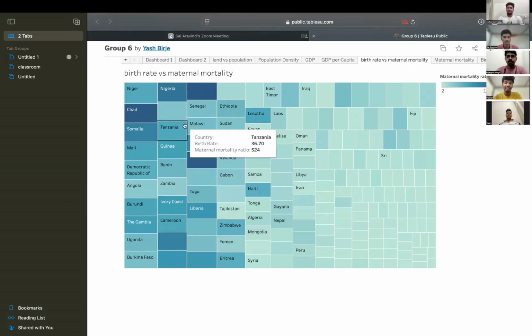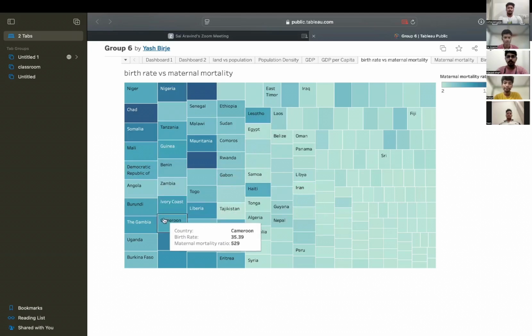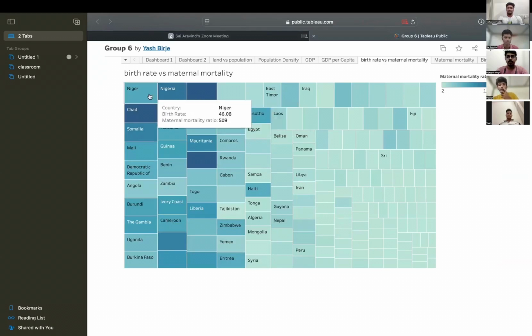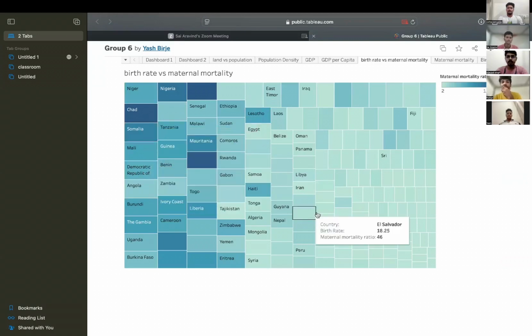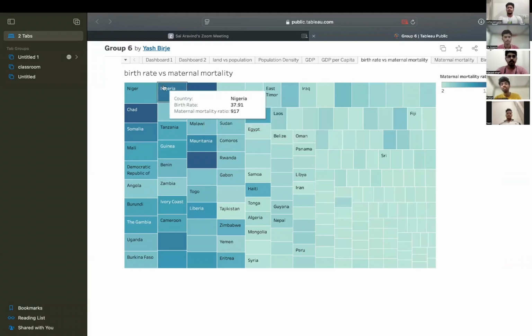The importance of this analysis is that understanding the relationship between these two metrics is critical. For example, a high birth rate coupled with high maternal mortality could indicate a strain on the healthcare system or insufficient maternal care, while a low birth rate and low maternal mortality rate might point to a better healthcare system or lower fertility rates. As seen in the chart, countries like Niger, Chad, Somalia, and Mali have a higher ratio, and Sri Lanka, Fiji, and some others have a lower ratio.